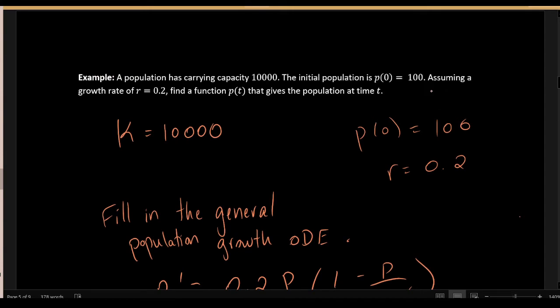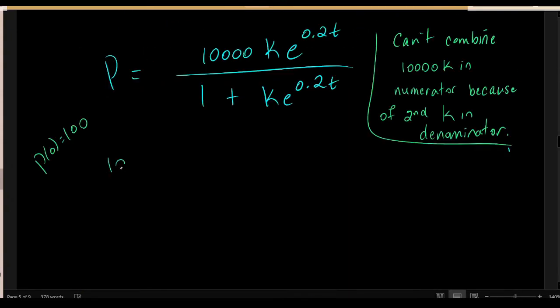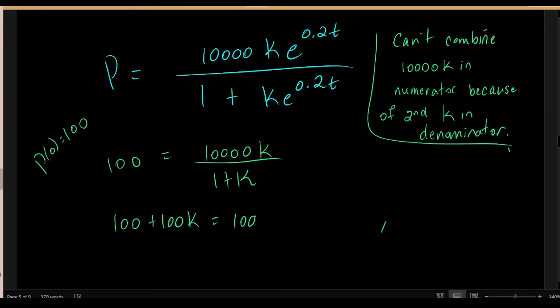The last thing that I'm going to do is use the data given about the initial population to find the value of k. So 100 gets plugged in for p, 0 gets plugged in for t, and I get 10,000 times k over 1 plus k. If I solve this for k, I get 100 plus 100k equals 10,000k, which implies that 100 divided by 9,900, or 1 over 99, is the value of k.